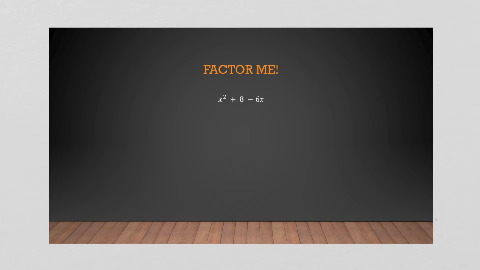So, factor me. Careful, is this in descending order? Put it in descending order first. So we'd rearrange to x squared minus 6x plus 8. So right away, you can half factor this thing. I know x, I know x. So now what are we looking for?